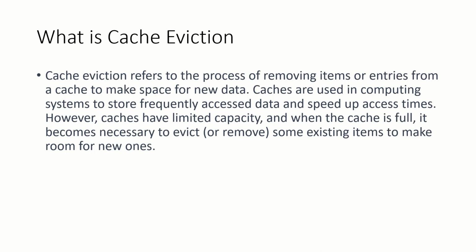So what is cache eviction? Cache eviction refers to the process of removing items or entries from a cache to make space for the new data. So it is basically a process of removing the entries from the cache. Caches are used in computing systems to store frequently accessed data and speed up access time. However, caches have limited capacity, and when the cache is full, it becomes necessary to evict or remove some existing items to make room for the new ones. So this is what cache eviction is.